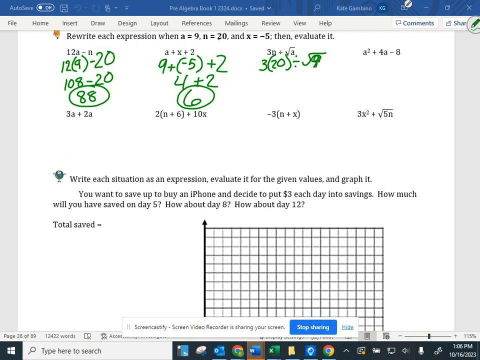So I'm going to do my square root first because that's my radical. So square root of 9 is 3. Now I'm going to bring down the rest. 3 times 20 divided by 3. What do I do next? James? I'm going to multiply my 3 and 20 because I hit that first when I read from left to right. 3 times 20 is 60 divided by 3. 60 divided by 3 is 20.